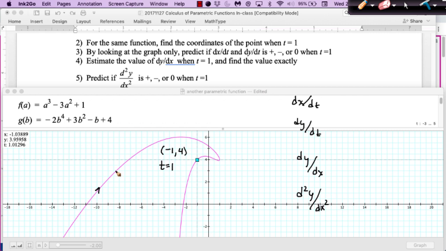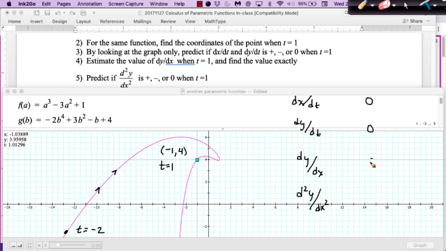Okay, so in order to do that, our very first point was t equals -2. That was down here. Somewhere down here was t equals -2. So that's important because you need to know which way the points are being swept out in this curve as t increases in order to make these predictions. So what about dx dt? Positive, negative, or 0?